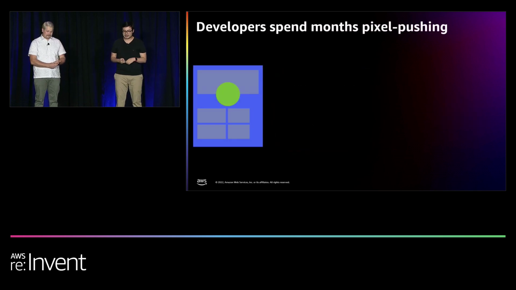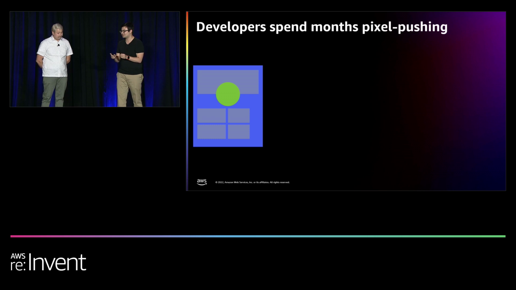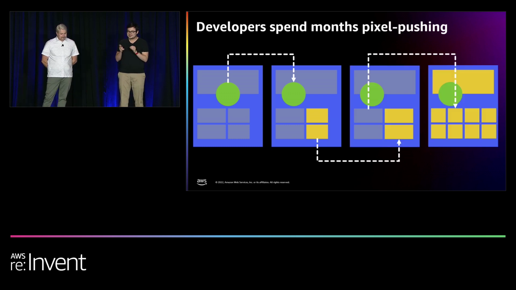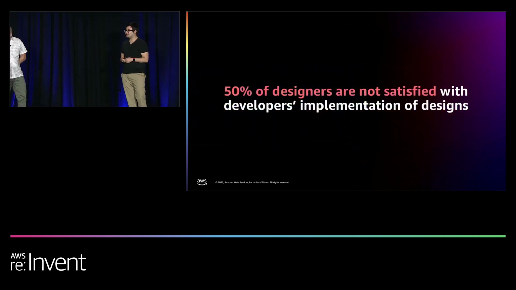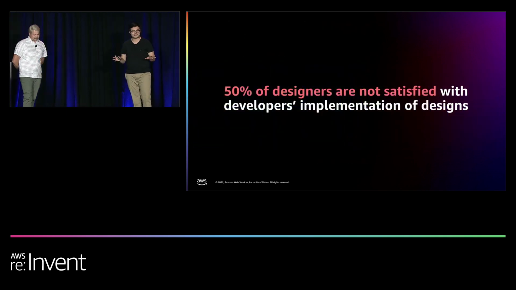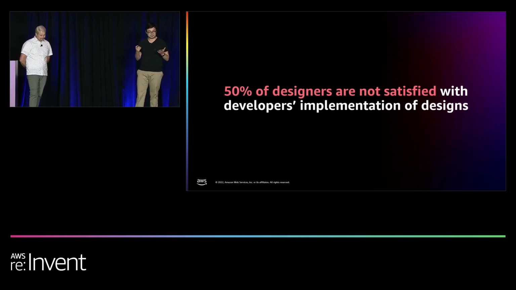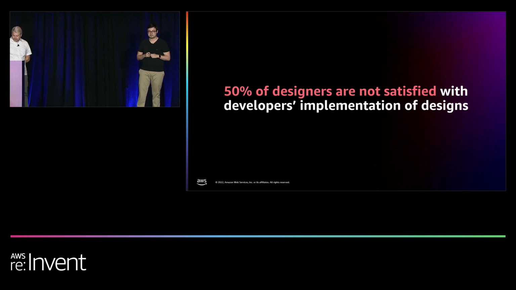It turns out that, especially on the front-end developer side, they spend months pixel pushing. For those not familiar, pixel pushing is literally changing tiny, minute UI details just so it looks pixel perfect in the end. And on the flip side, we surveyed designers, and it turns out 50% of them are not satisfied with the developers' implementations of those designs. This is a fun statistic to take back home for your retro, by the way.